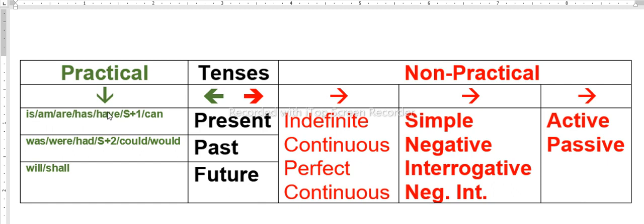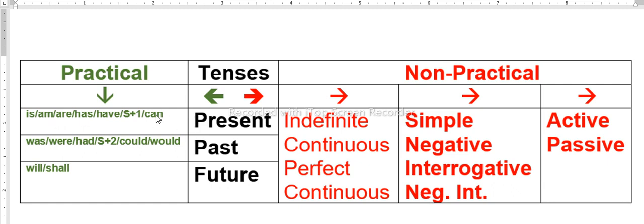Present is, am, are, has, have, s plus one can. The sooner you learn, the better. Otherwise, you will read books, and maybe after many years, you will come to know, oh, present is this: is, am, are, has, have, s plus one can. Yes, I myself read books for a long time. Then I came to know about this.